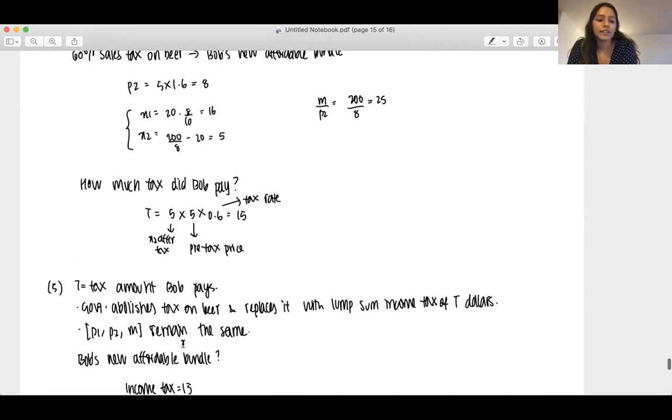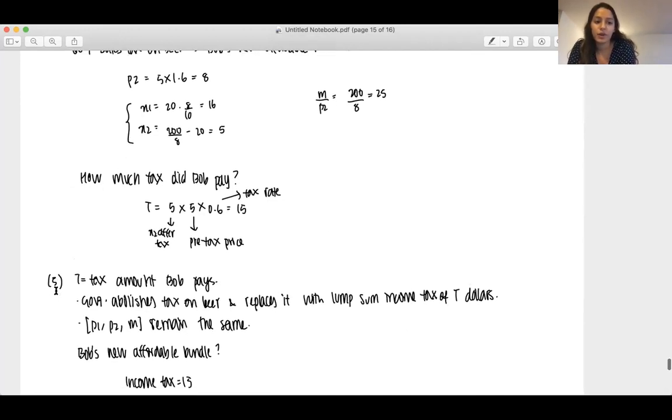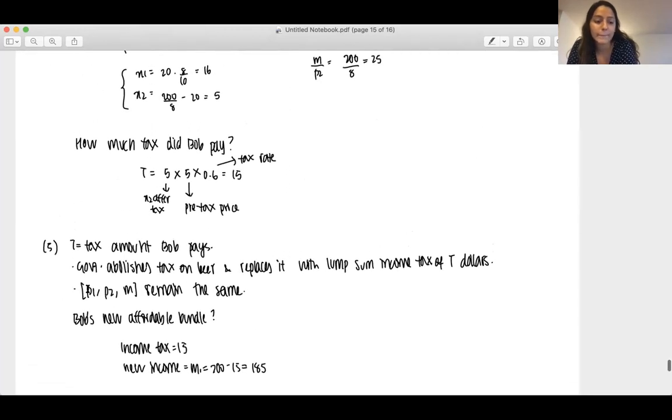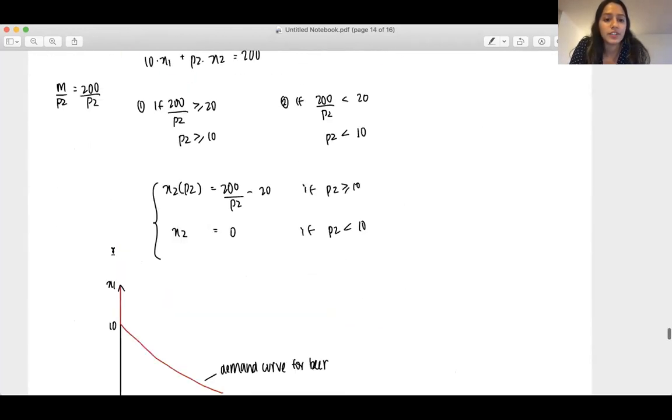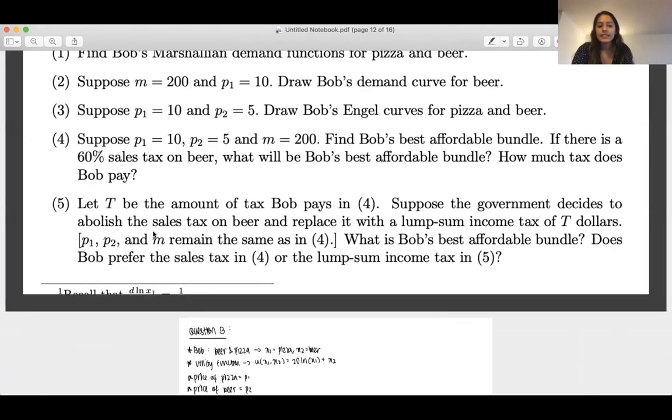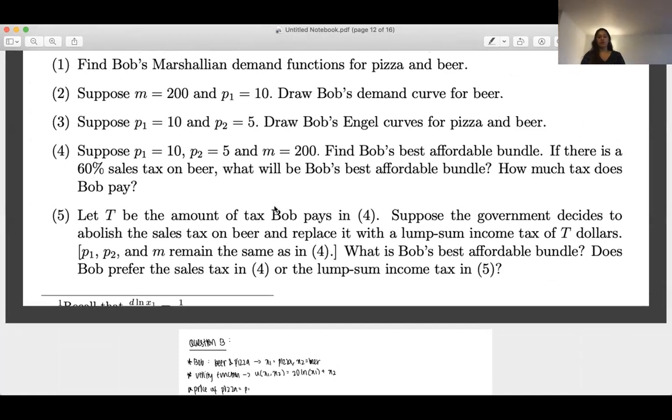Finally, this is the last part of the question. This is basically the last question in the exam. I'm going to go back to it so that you can see that, and then I'll show you my notes. So T is equal to the amount of tax that Bob pays in question 4. So we calculated that it would be 15. Suppose the government decides to abolish the sales tax on beer and replace it with a lump sum income tax of $T. So P1, P2, and M remain the same as these ones, so 10, 5, and 200.